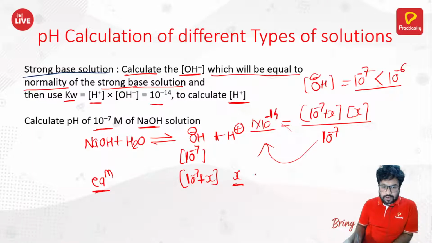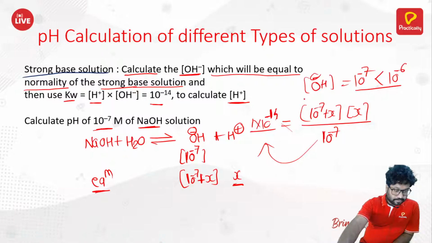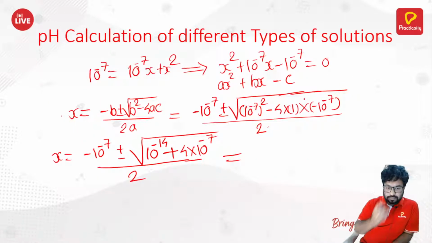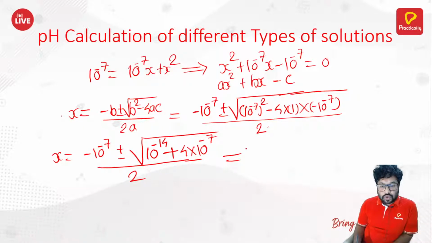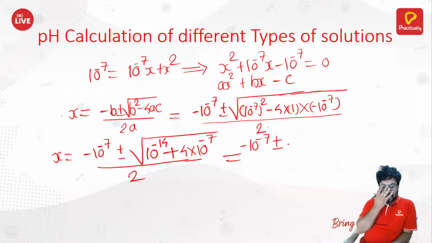You got the OH minus concentration. H plus, OH minus, then it is 10 to the minus 7, 10 to the minus 7. Okay, you're also on it. So yeah, 10 to the minus 7 plus minus 10 to the minus 14 plus 4 into 10 to the minus 7.